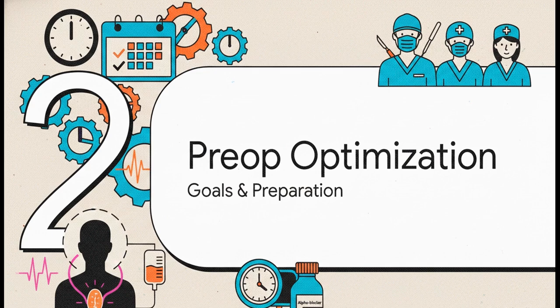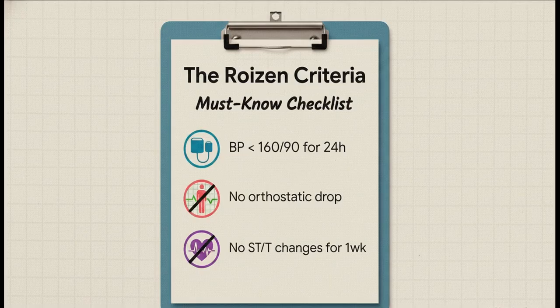This is the setup, where meticulous preoperative prep over 1 to 3 weeks is our absolute first line of defense. You simply cannot rush these patients into the operating room. Now, you absolutely have to know the Roizen criteria for your exams. It's the gold standard checklist to confirm a patient is actually optimized for surgery.